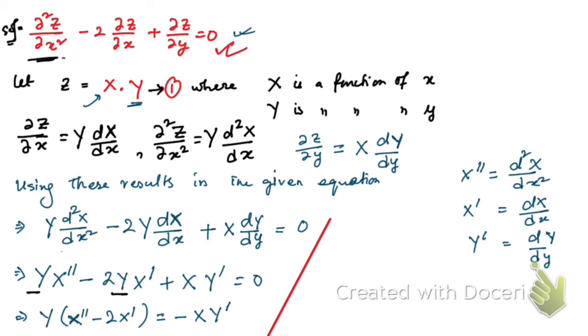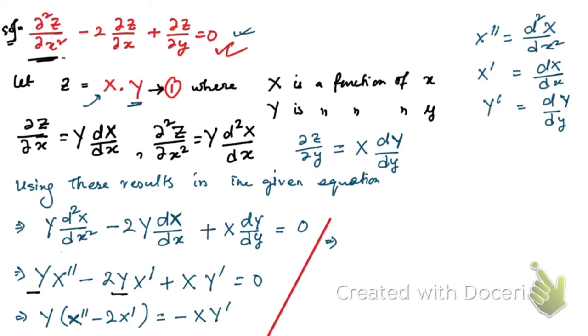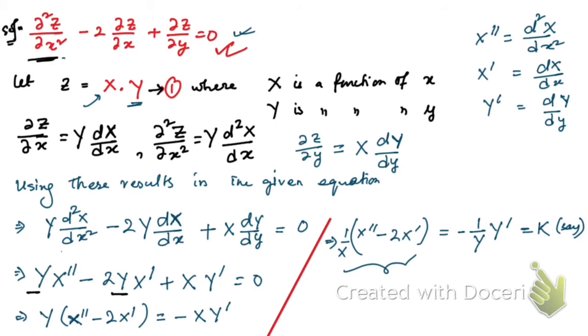Now separate the terms containing x and y, and doing so, let me write these things here. In the next step we're going to have 1 by capital X times (X double dash minus 2 X dash), and on the other side we're going to have minus 1 by Y times Y dash. Now let us consider each part of this equation to be equal to a constant, let it be k. So we can say that this part is equal to k and this part is also equal to k.